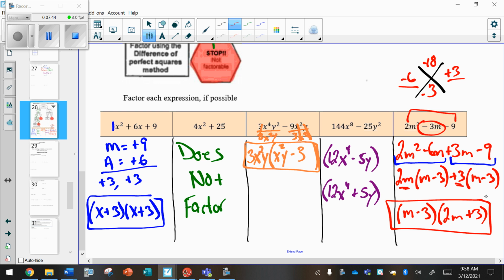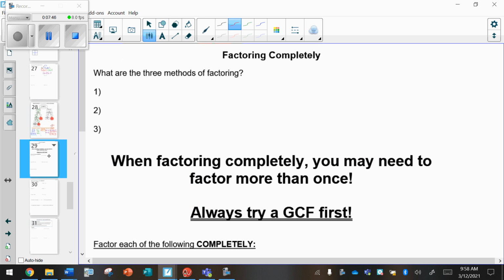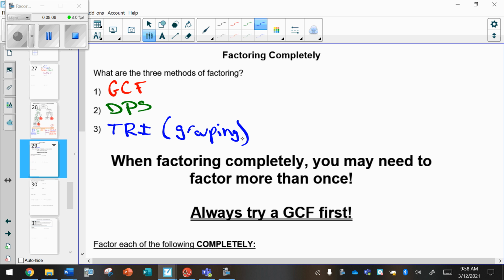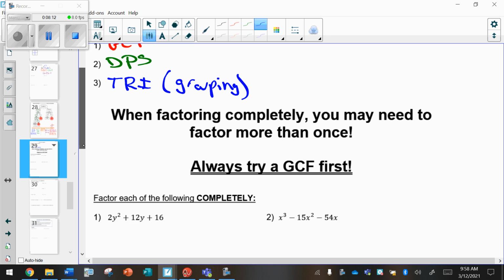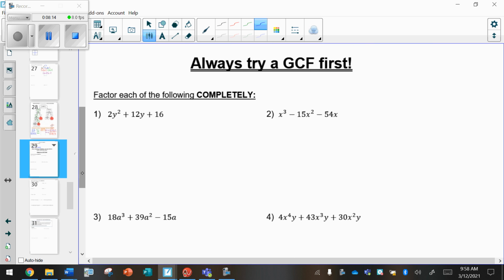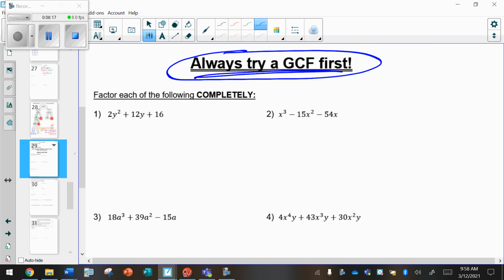All right, so I'm going to just do a couple more and bounce around a little bit with which examples we do together. But the three main types of factoring are greatest common factor, that's what you always do first, difference of two perfect squares, or trinomial factoring, and that would also include the grouping. If the number in front of your x squared is bigger than 1, then we have a little bit more work to do. But no matter what, you always want to try to do a GCF first.